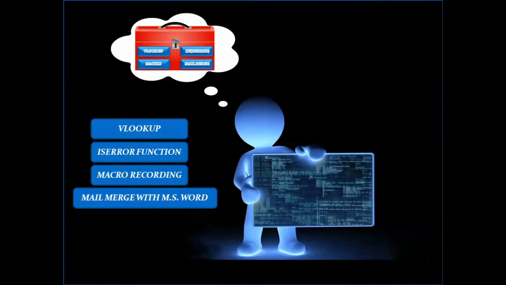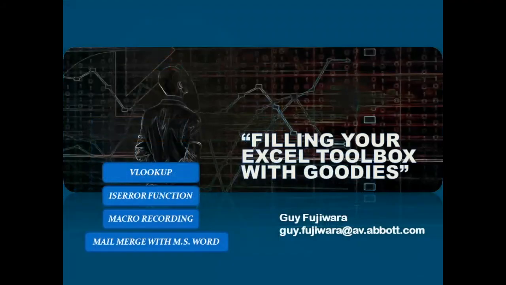And finally, we talked about the very powerful feature of mail merge within Microsoft Word, linking it to Excel. So again, it's a way to pull information from an Excel spreadsheet, put it on a report in Word, and replicate that for every row of data that you have in that spreadsheet. Very, very powerful function that allows you to save a tremendous amount of time. So that was our presentation for today, filling your Excel toolbox with goodies.